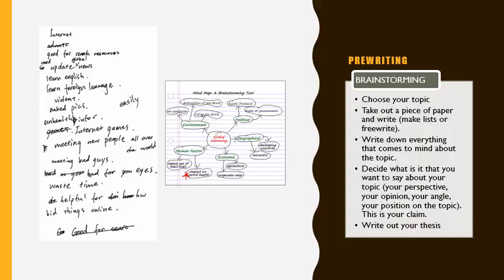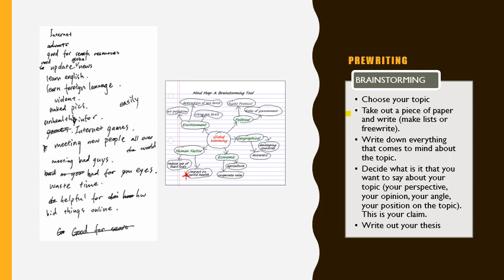In the brainstorming step, this is where you actually choose your topic. A lot of times I'll give you topics from which to choose. So you choose your topic, you take out a piece of paper, and you write down everything that you can think of concerning that topic.